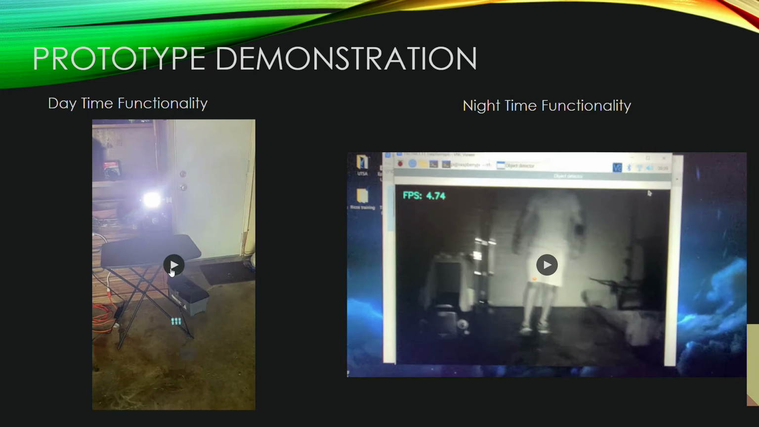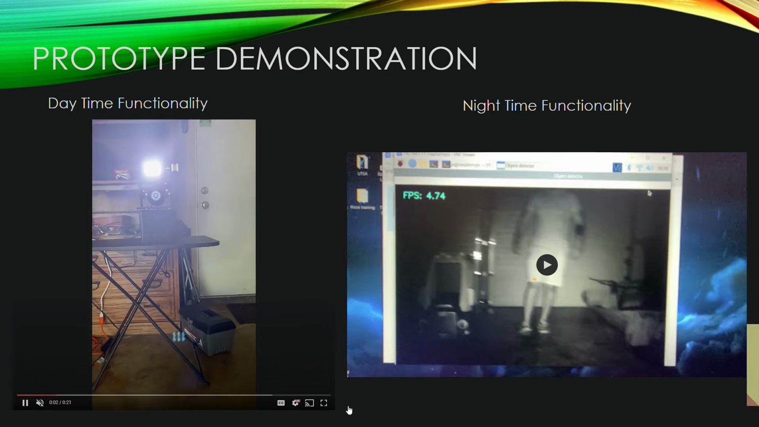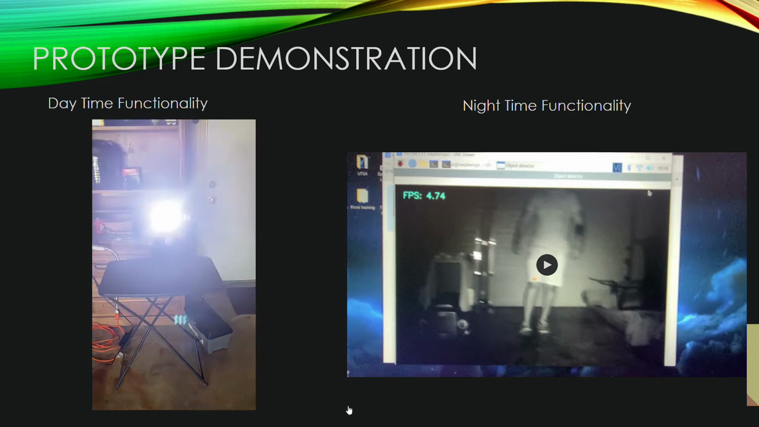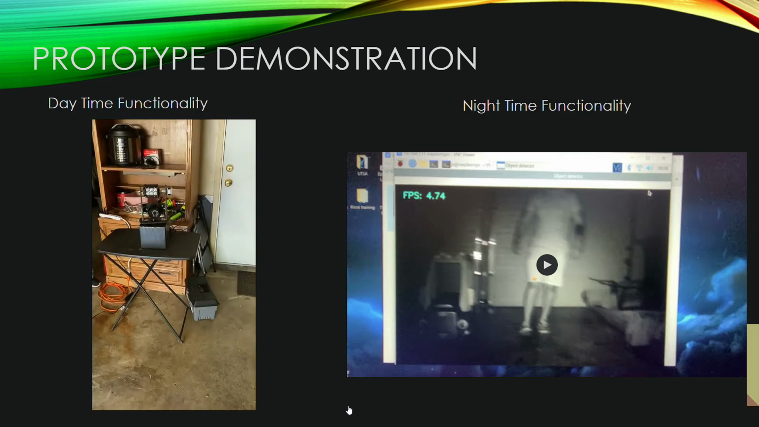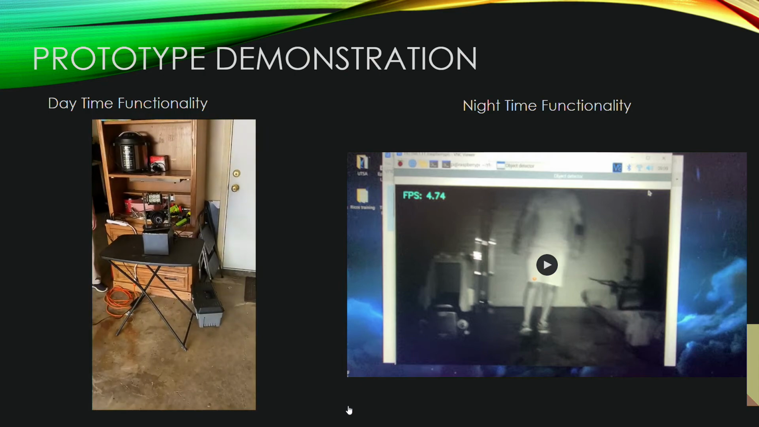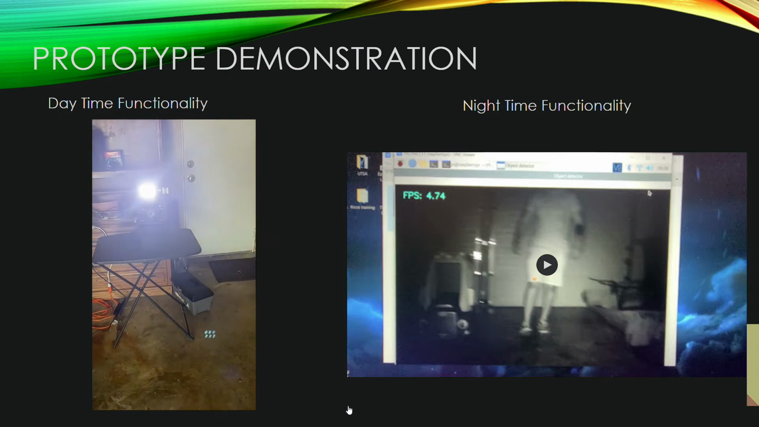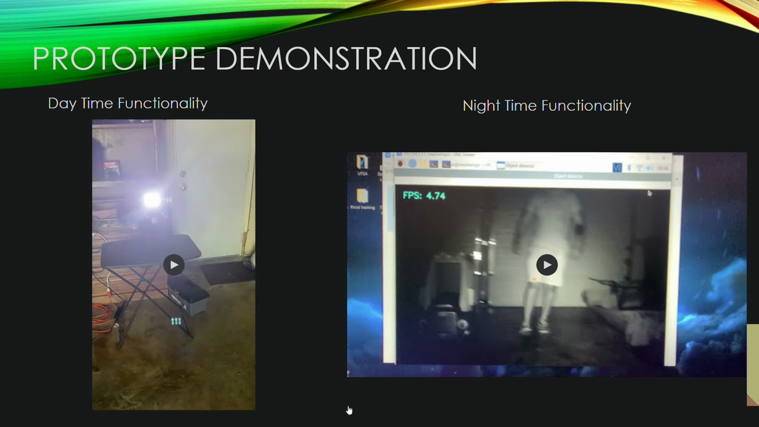Here it is working in daytime. So whenever the person goes down, the light goes down, then it goes up, and then it'll track whenever it goes in the X direction, and then the light turns on and off whenever it goes out of the threshold.